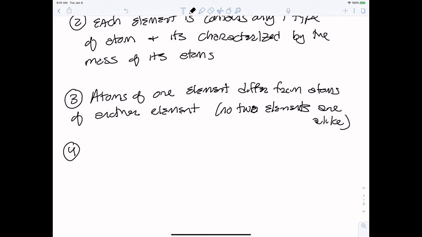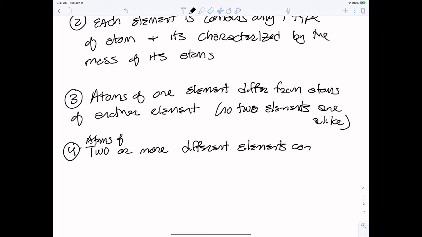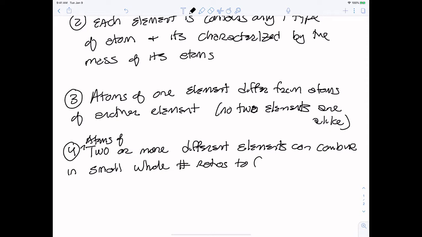Number 4. Two or more different elements can combine. We should actually say, sorry guys, atoms of two or more different elements can combine in small whole number ratios to form compounds. And we defined a compound as one of our classifications of matter in our first chapter, right? We had pure substances and mixtures, and a compound was a pure substance, and we said it was made up of atoms of more than one element. So atoms of two or more elements can combine in small whole number ratios to form compounds.